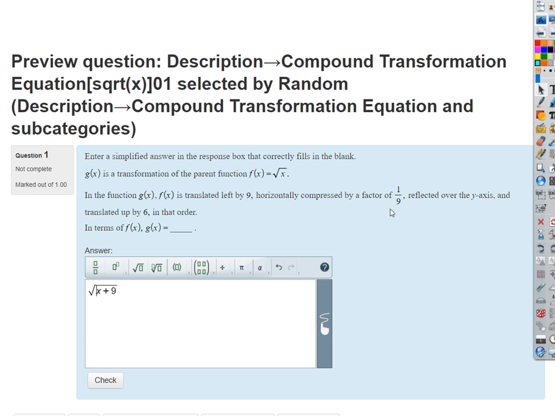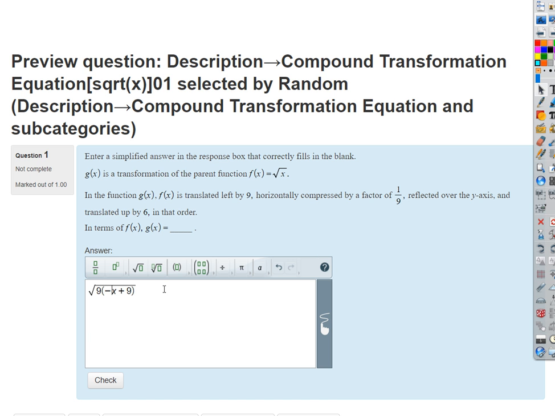So here's where Aspen was right. We need parentheses around that, and out in front, we need a 9. So far, so good. Now we want to reflect over the y-axis. How are we going to do that? Make the x a negative. Good. So the x becomes a negative.